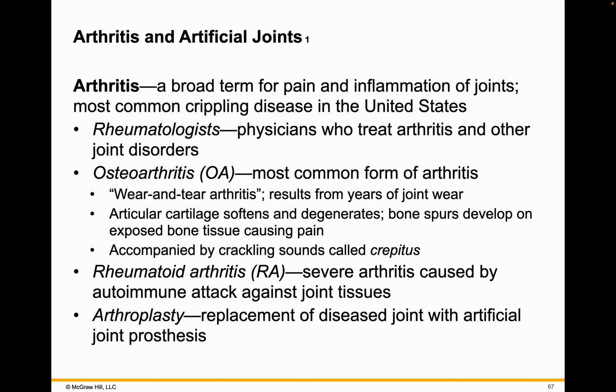Osteoarthritis typically gets better as you use the joint, so you wake up feeling badly, but as you start to move, you tend to come out of it some. Rheumatoid arthritis is an autoimmune attack on joint tissues, and that we'll get into a little more in a second. Arthroplasty is a replacement of a diseased joint with an artificial joint prosthesis.